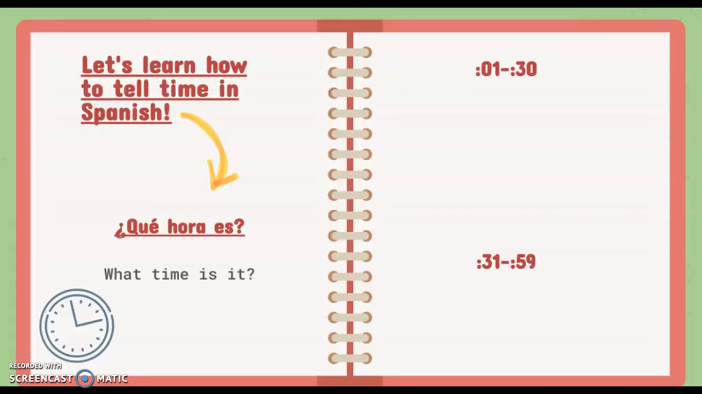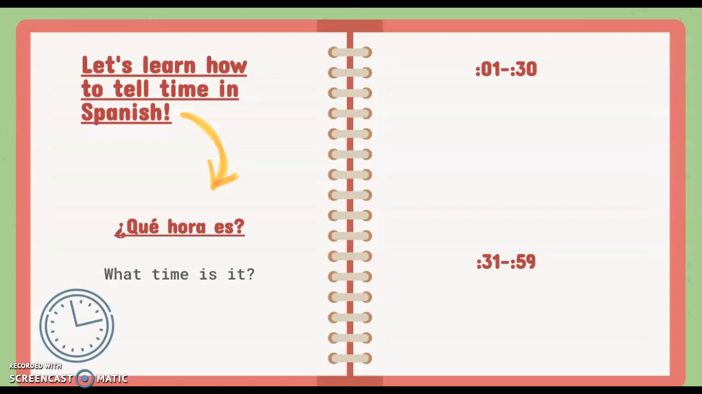So let's get into telling time in Spanish. So number 1, if you want to ask someone, what time is it? That is going to be ¿Qué hora es? ¿Qué hora es? So repeat, please. ¿Qué hora es? What time is it?